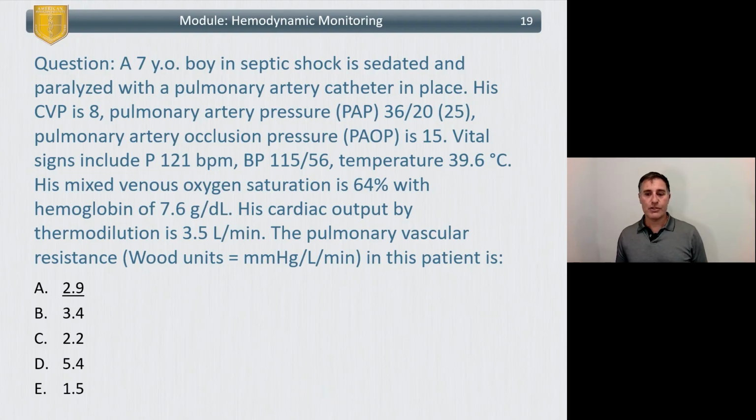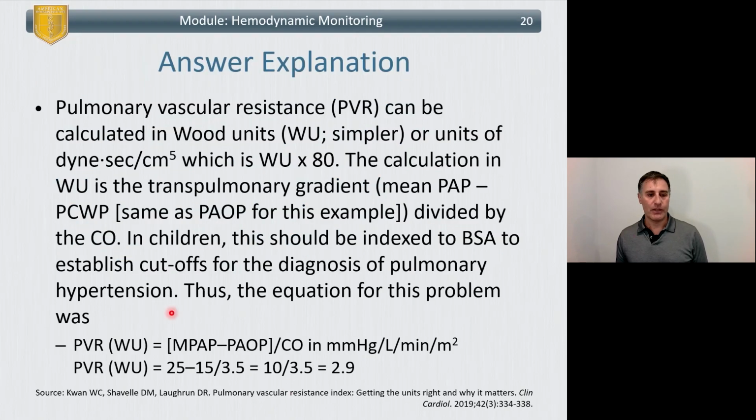Okay, so the correct answer is 2.9, and I think the importance here is just recognizing how the PVR was calculated, right? So I have the formula here for you. PVR in Wood units I find to be much easier to work with than dyne seconds. But essentially what you're going to do is take your mean PA pressure and subtract the pulmonary occlusion pressure and then divide by the cardiac output, okay?